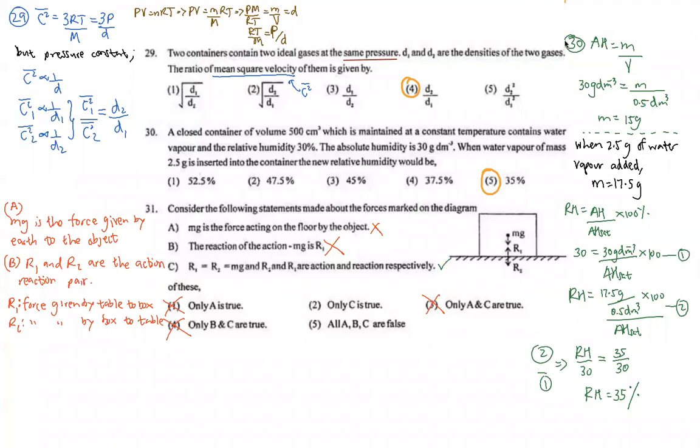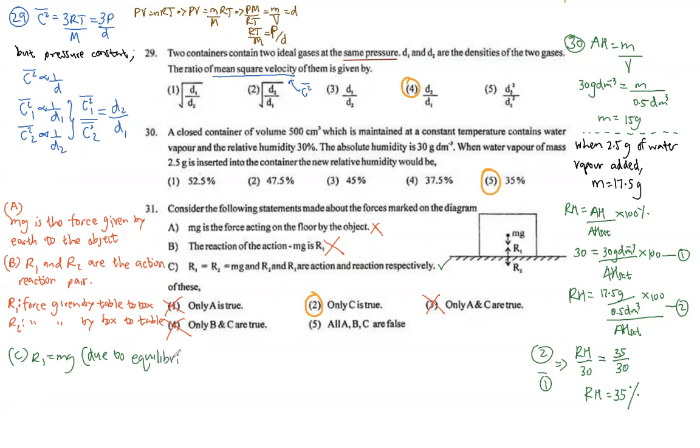So the correct answer for this question has to be second. I mean, C is correct. You know why? C is correct because we're talking about statement C. R1 is equal to mg, people. What's the reason? That is because of equilibrium. The object is at equilibrium.